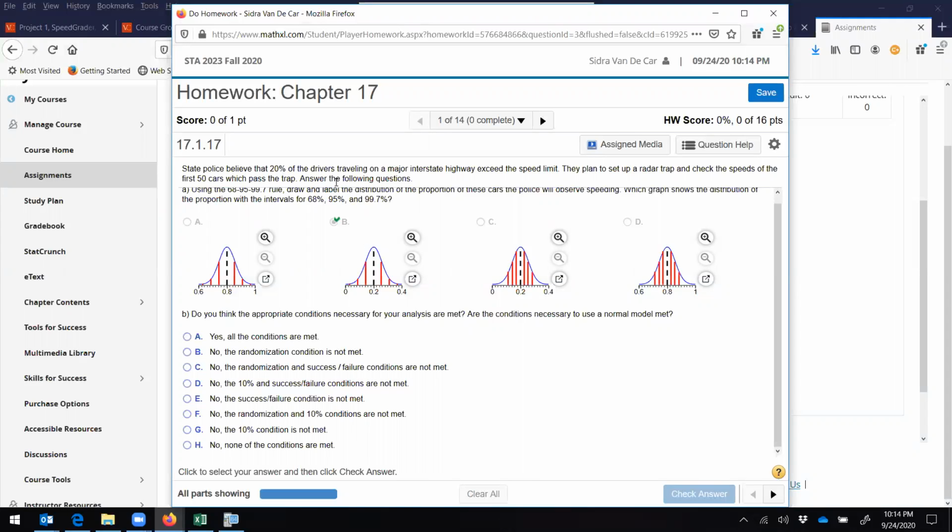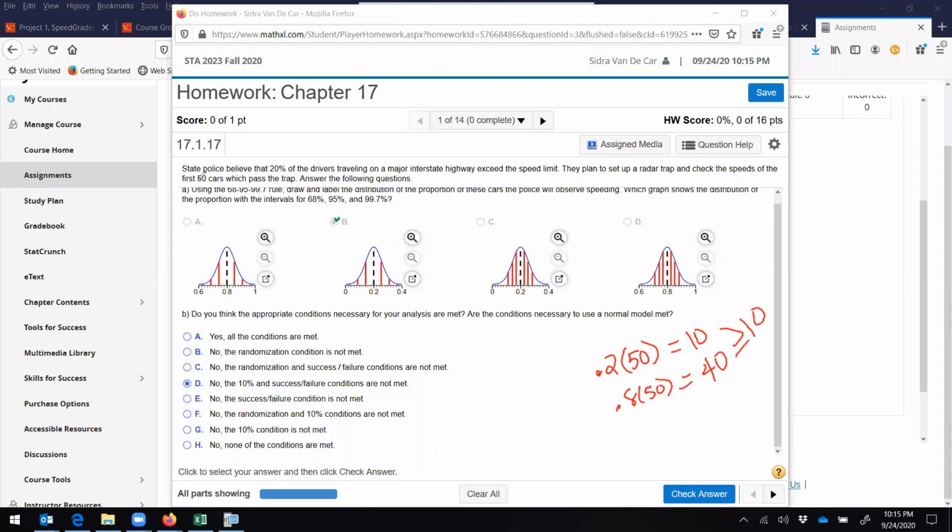What else do we need to check? We need to check that we are going to have at least 10 successes and at least 10 failures. Well, 20% of the 50 cars, we would do 0.2 times 50. And 0.2 times 50 is 10. 10 is at least 10, so we're okay there. And then 1 minus 0.2 is 0.8 times 50. That would be the remaining 40. Both of these are bigger than or equal to 10. So we're okay with meeting that condition.